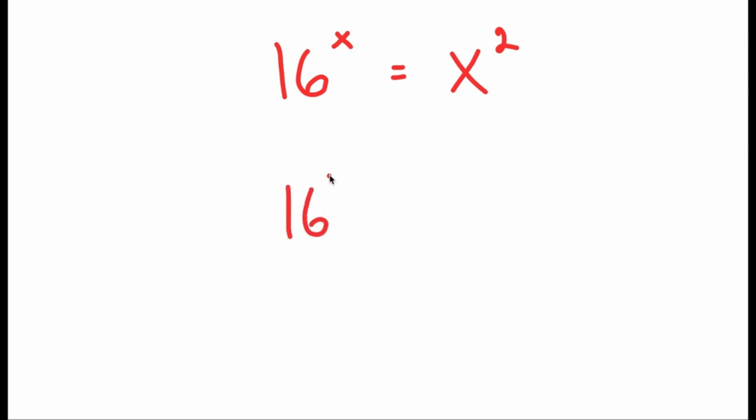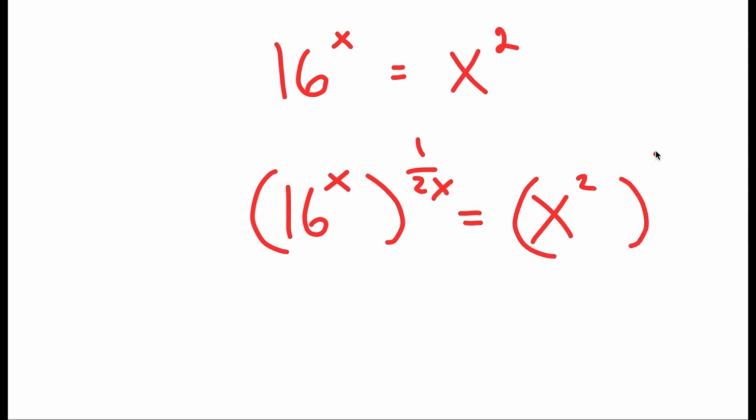Alright, so in this video, I'm going to solve the equation 16 to the power of x is equal to x to the power of 2. So to solve this, I'm going to first start by taking the power of 1 over 2x on both sides. So I get 16 to the power of x to the power of 1 over 2x is equal to x to the power of 2 to the power of 1 over 2x.